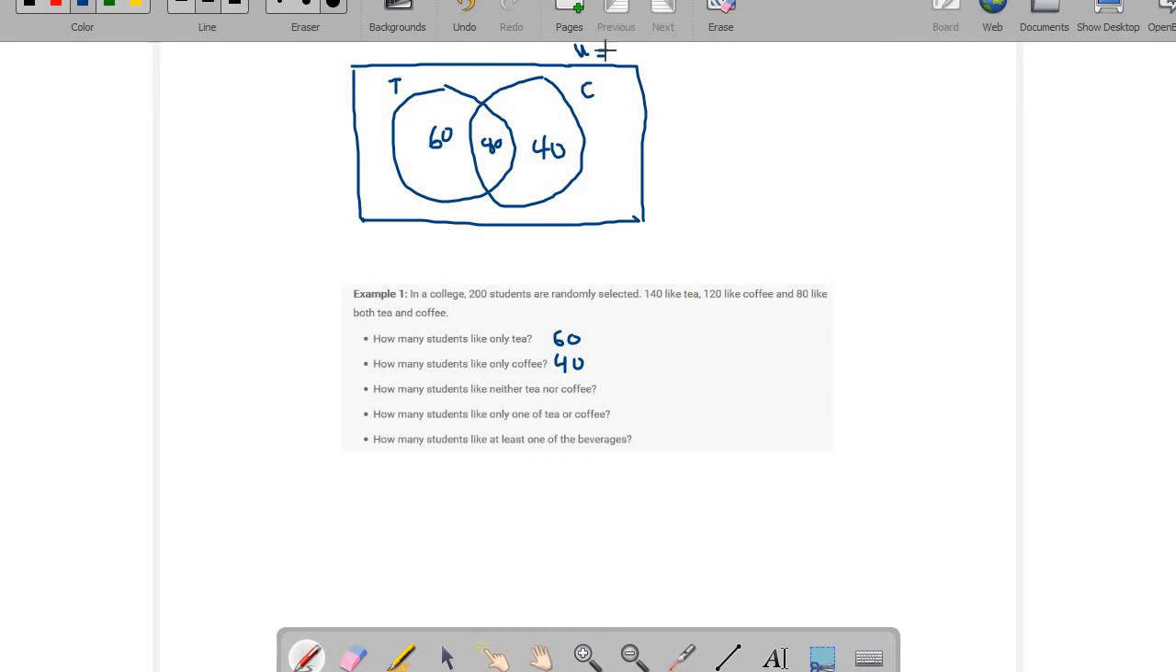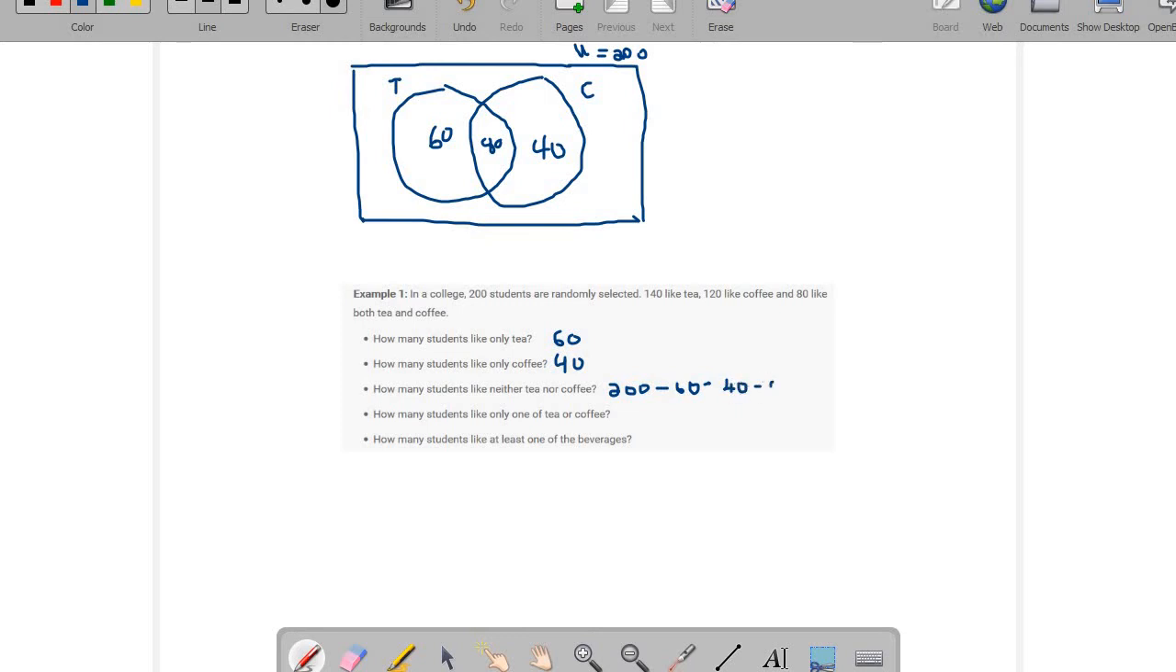However, we know that the 200 isn't everything in the two circles. So we need to find those who fall outside of these two sets. So what we're going to do is say 200 minus all of the numbers in this set. So that's minus 60, minus 40, minus 80.